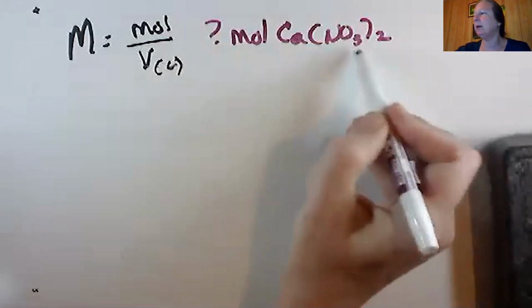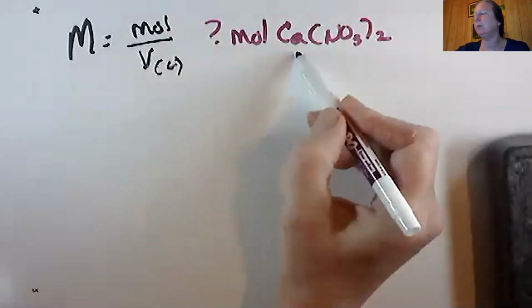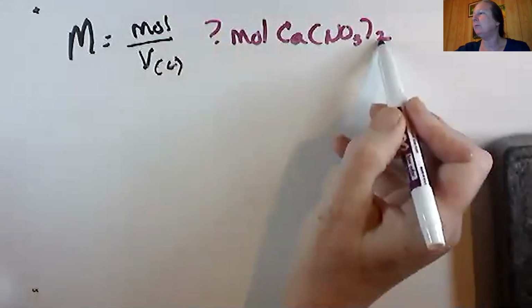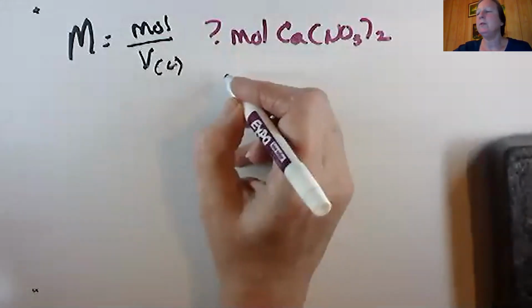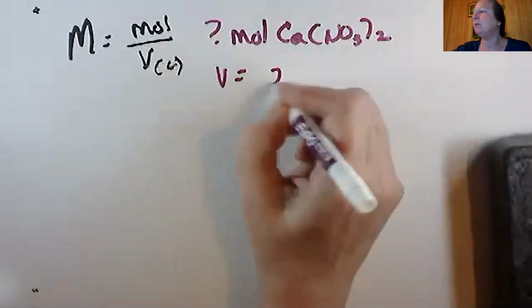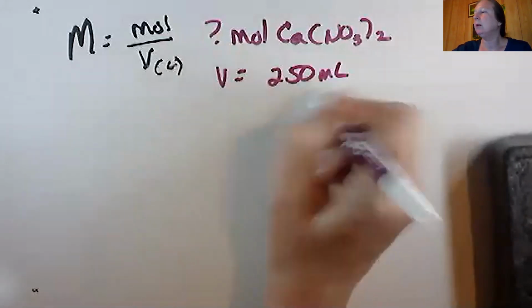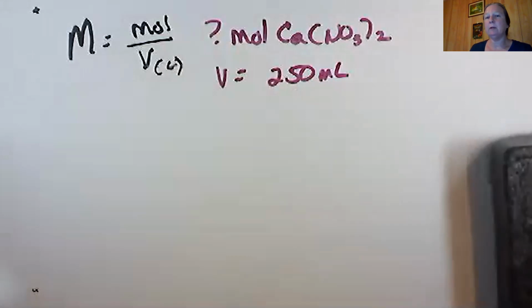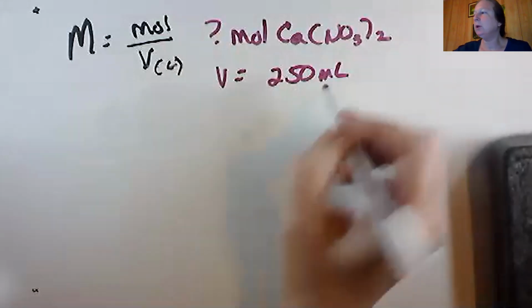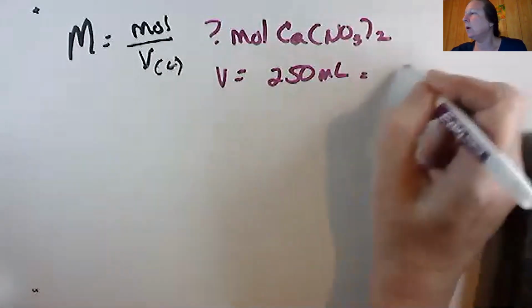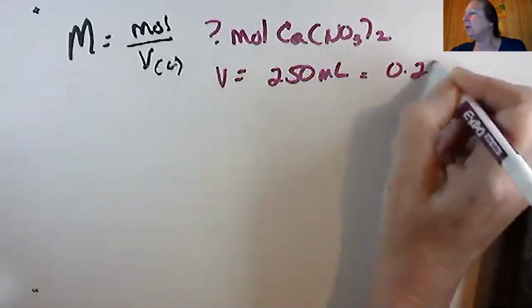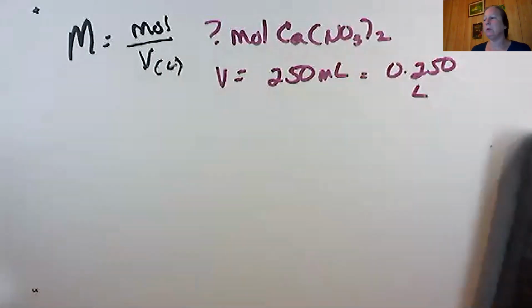Remember, nitrate is a -1 polyatomic ion. Calcium is a +2 ion. So we have to have 2 nitrates for every calcium. Are in 250 mils. So our volume here is 250 mils. You need to convert that. With mils, you can just go 1, 2, 3 because it's 1,000. So I know it's 0.250 liter.